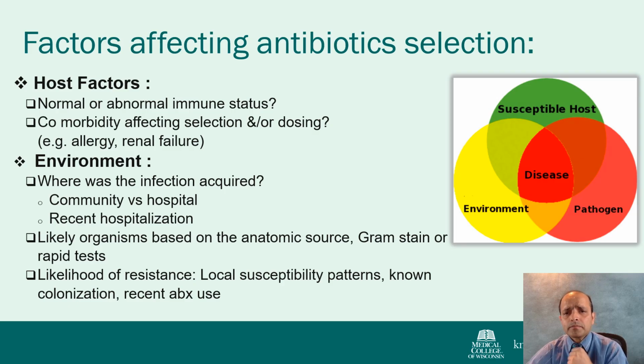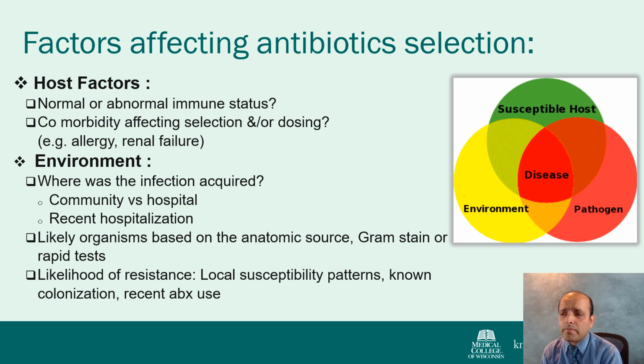And also, the likelihood of resistance is very important. You need to know the local susceptibility pattern. So how do you know that? In Frederick Hospital, on the Scout page, you can type antibiogram. Every hospital has a different antibiogram. So it's very important to know what antibiotic actually works for the bacteria in that particular hospital.